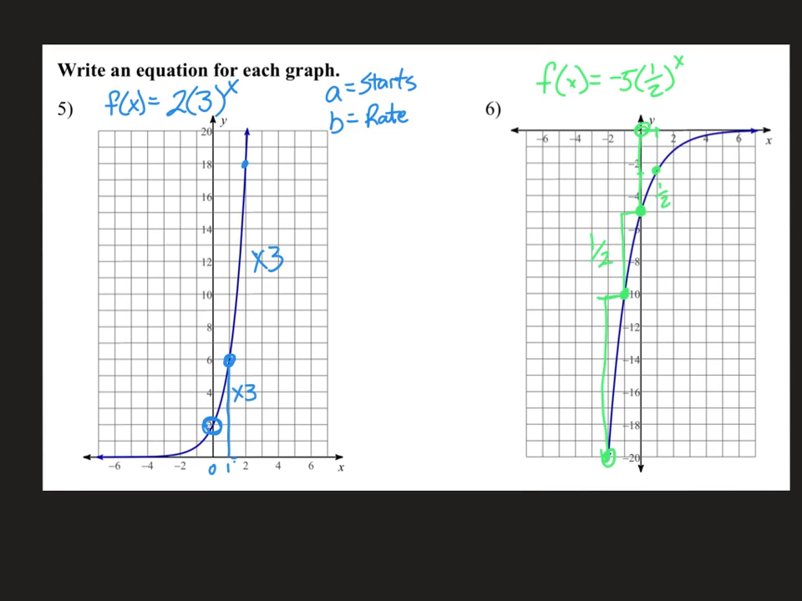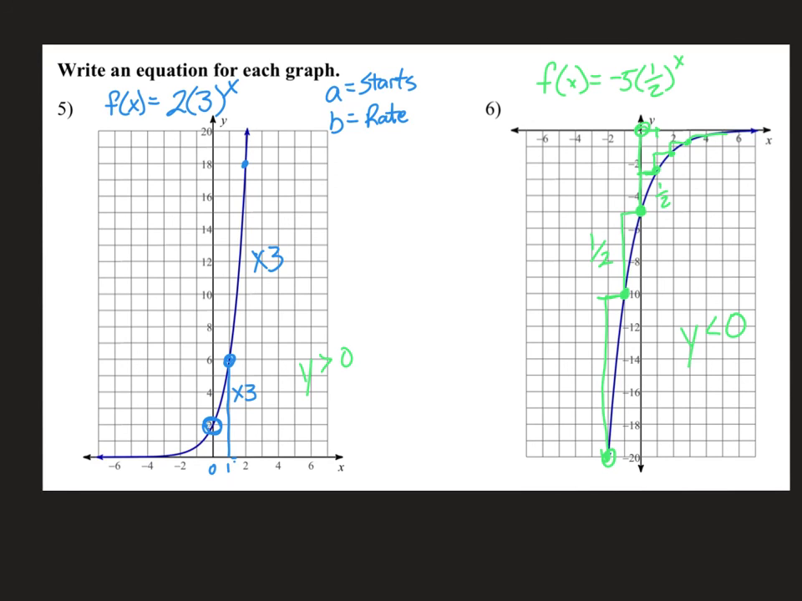So we're at 2.5 here. When we move over 1, half of that is 1.25. Move back, and again it's just going to be cut in half, half, half, half, and that's why they have the shape that they do. On these I'm not too worried about the domain and range, but the domain in these is all real numbers. The range for the first one is y values greater than 0, and the range for this one is y values less than 0.